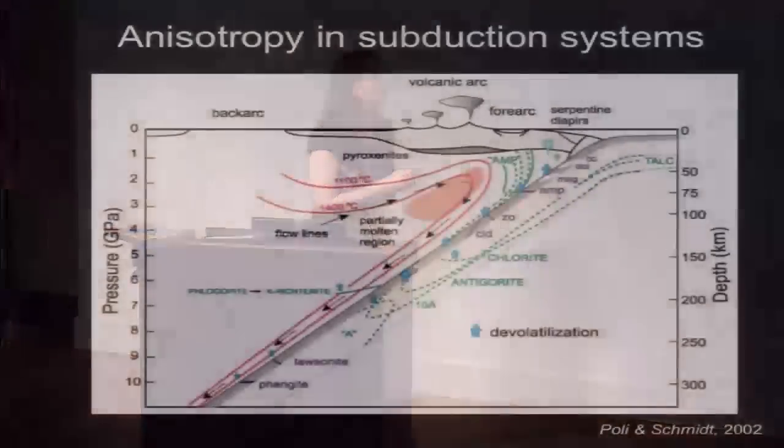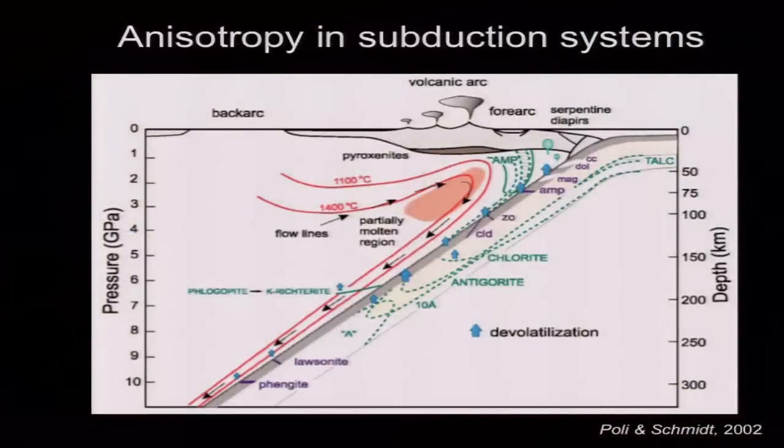Okay, I have about 25 more minutes, so I'd like to say a few words about anisotropy and subduction systems. I know that continents are the focus of this meeting, but we've talked a lot about subduction zones in the past couple of weeks because we think arc systems are the locus of formation of continental crust. And we've seen quite a few cartoons like this.